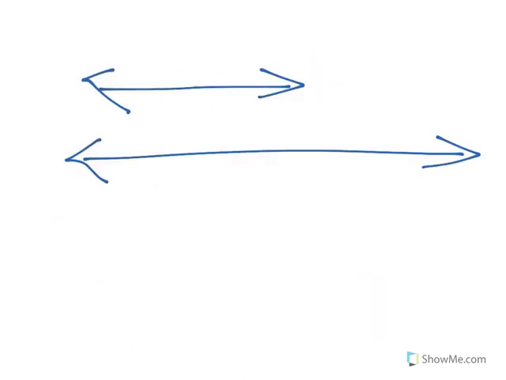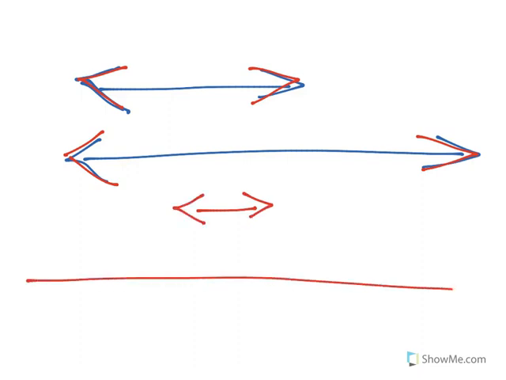Endpoints. It's hard to believe, but these two lines are equivalent. They are equivalent because they go on forever, as shown by the arrows at the ends of both of these lines. This line is also equivalent because the arrows show that the line goes on forever.